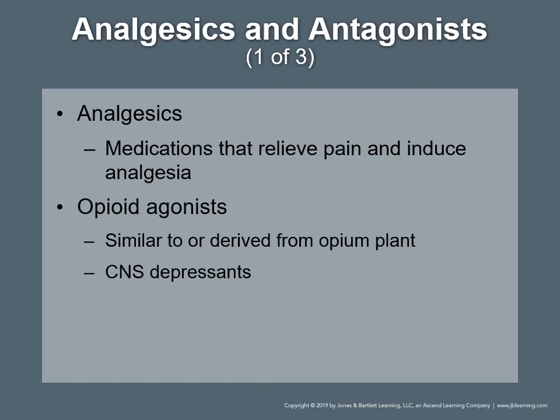They are CNS depressants. Fentanyl or Sublimaze is a popular opioid agonist because it is rapid acting, very potent, and has a relatively short duration of action.